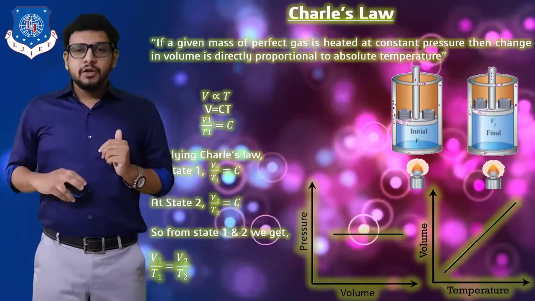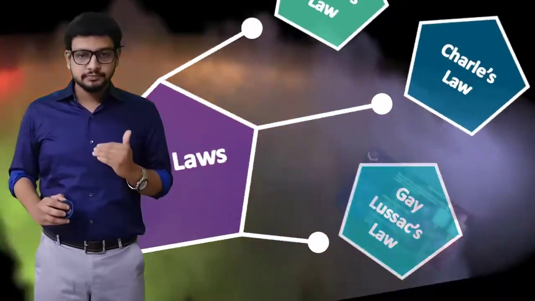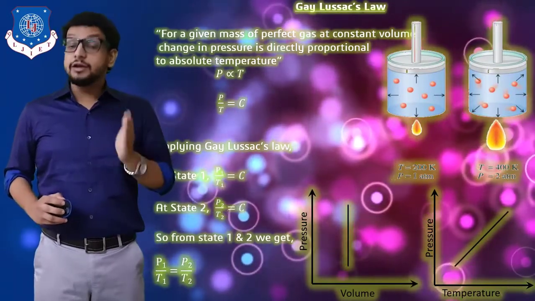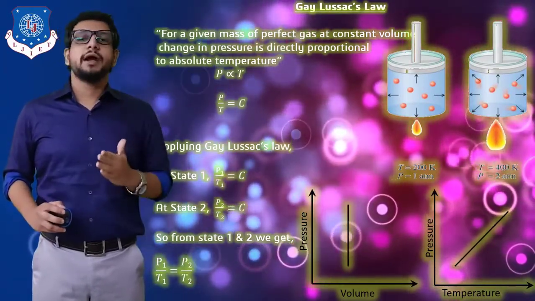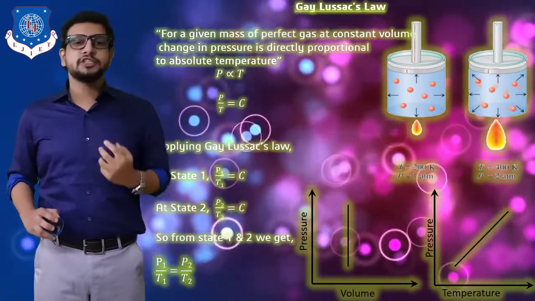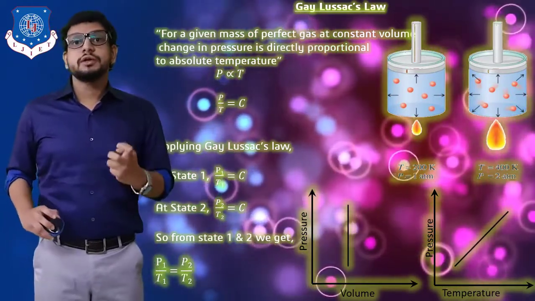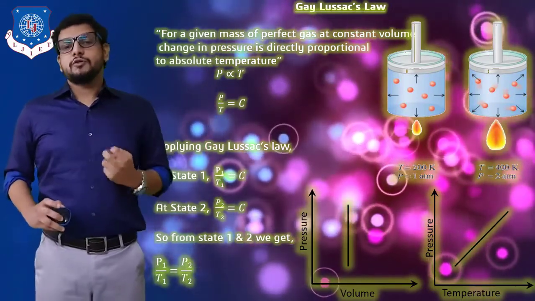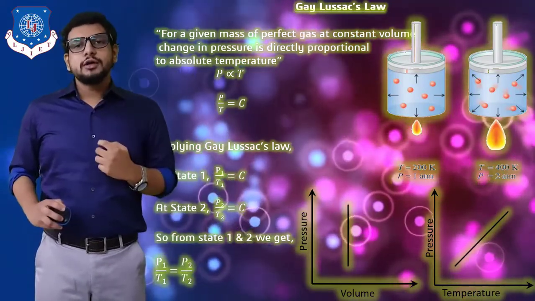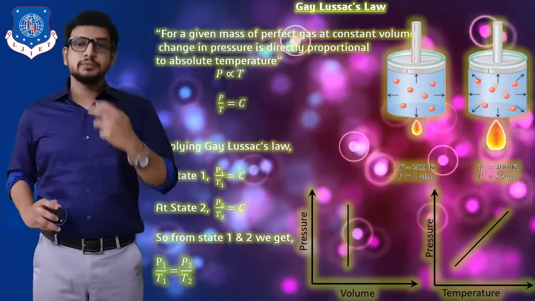Okay, so now let's see our next topic, that is Gay-Lussac's law. According to Gay-Lussac's law, for a given mass of a perfect gas at constant volume, which means our target is to maintain constant volume, the remaining two parameters, pressure and temperature, will change. Whatever change in pressure takes place is directly proportional to its absolute temperature. So from this statement, the proportionality equation can be written as P is proportional to T. Removing the proportionality constant, it becomes P by T is equal to C.